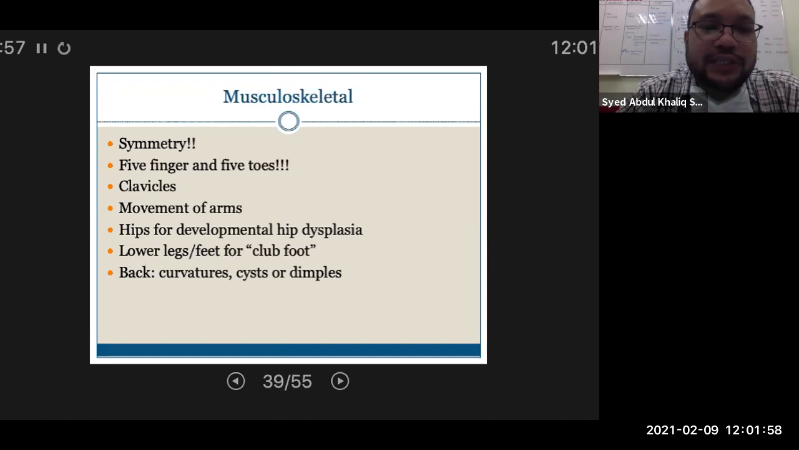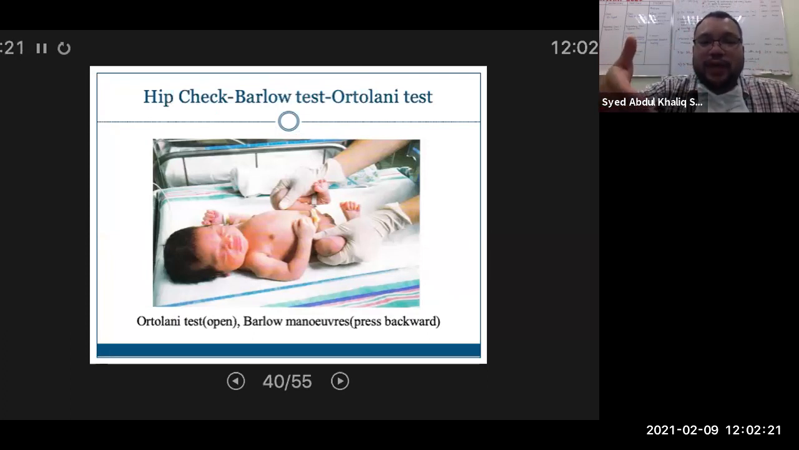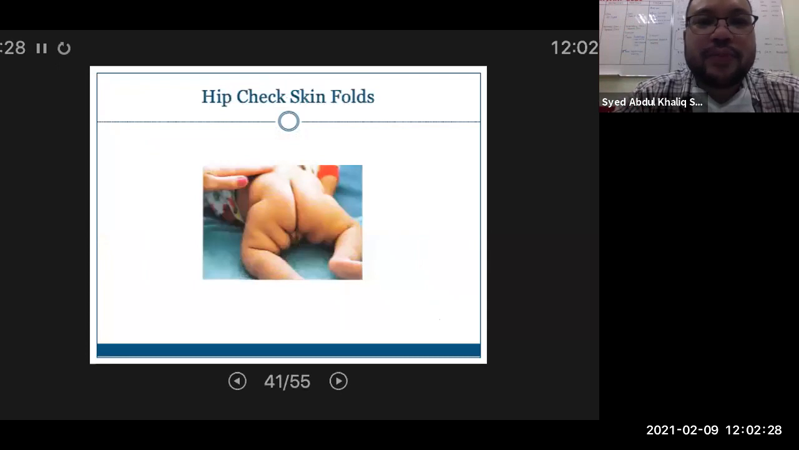So then you assess for club foot, CTEV, congenital talipes equinovarus, or the opposite. Then you look at the back, for curvatures of the back, any cysts or sacral dimples, and so on and so forth. So you do Ortolani and Barlow. With Ortolani, you get the hip to go out from the socket, and with Barlow, you push the hip back into the joint. And then you look for skin folds.